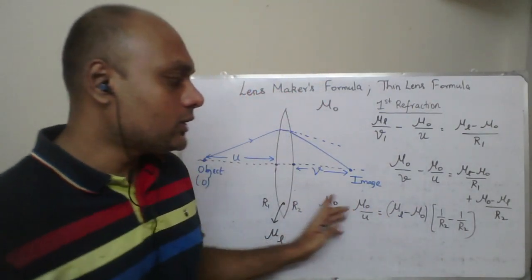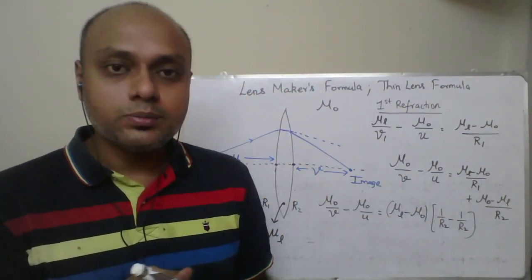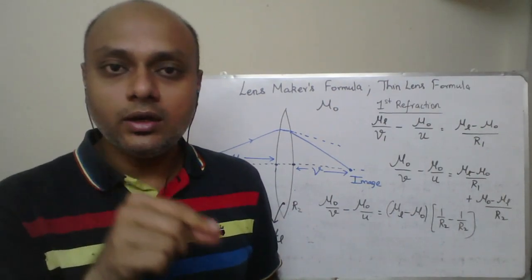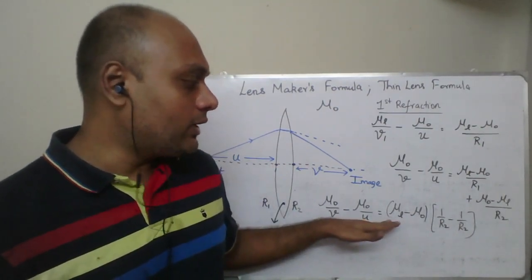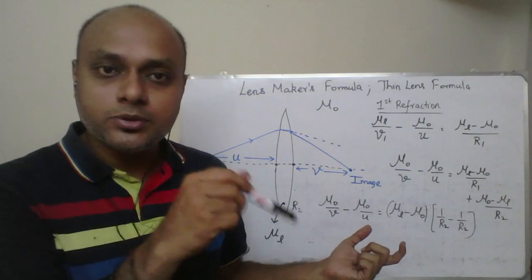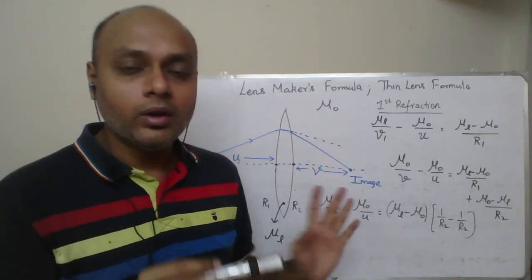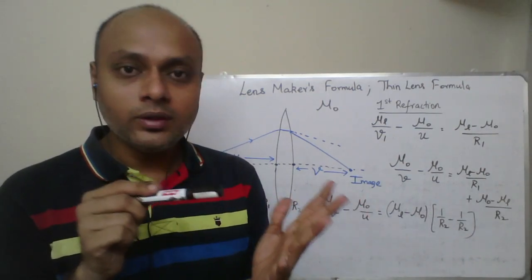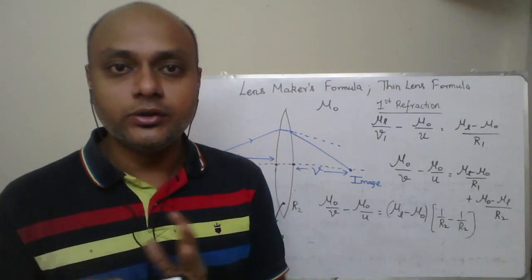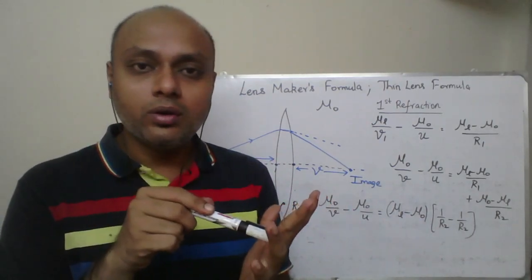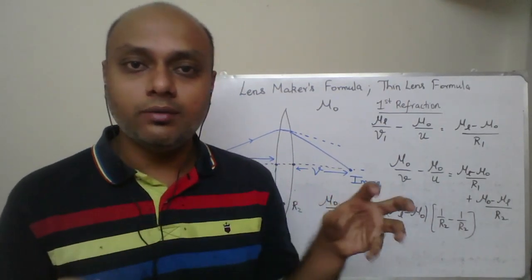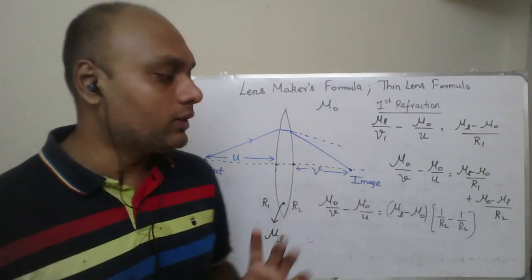Note that this is derived without substituting the sign into the equations. So finally, when I am going to substitute values into this equation, I have to substitute the distances with proper sign convention. That is U value, R1 value, R2 value, all these have to be substituted with sign convention.